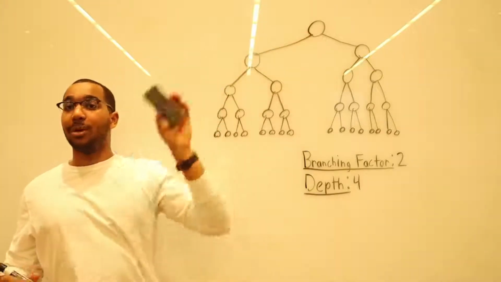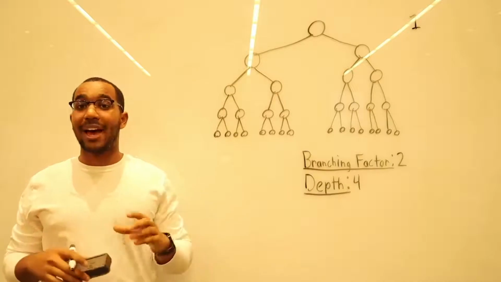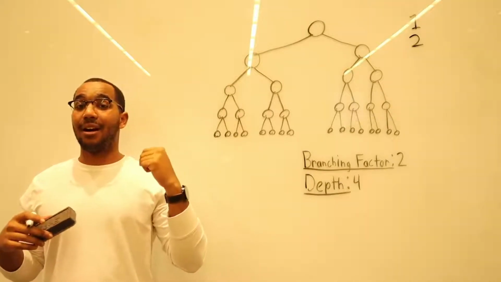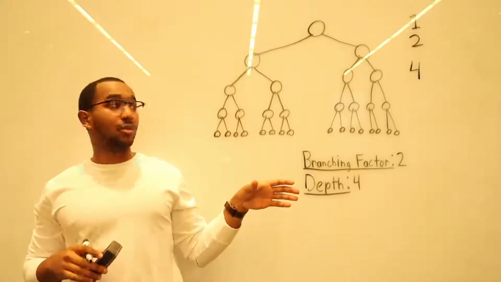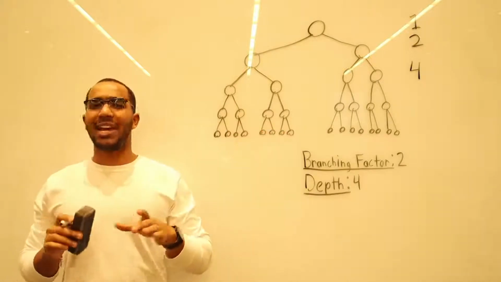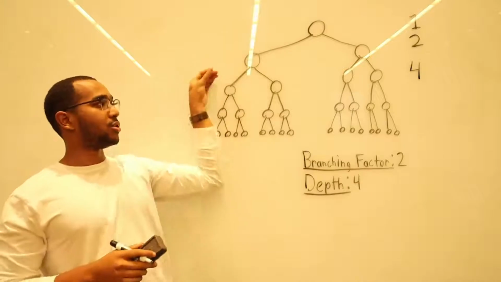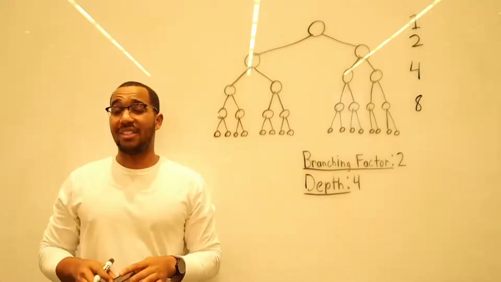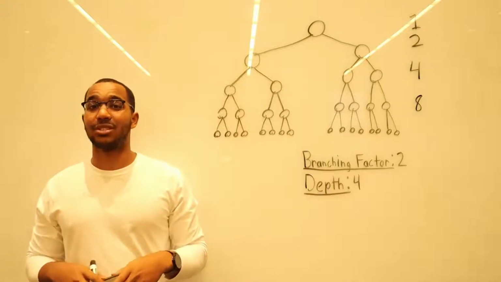There's 1 node in the top level. Next, in the second level, we have 2 nodes. Next, in the third level, we have 4 nodes. In the fourth level, we have, well, if we 0 index this is level 0, 1, 2, this is level 3, and then the third level has 8 nodes. And then the final level, the fourth level, has 16 nodes.